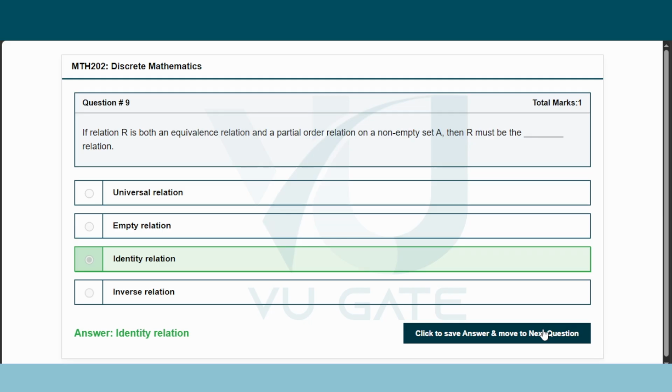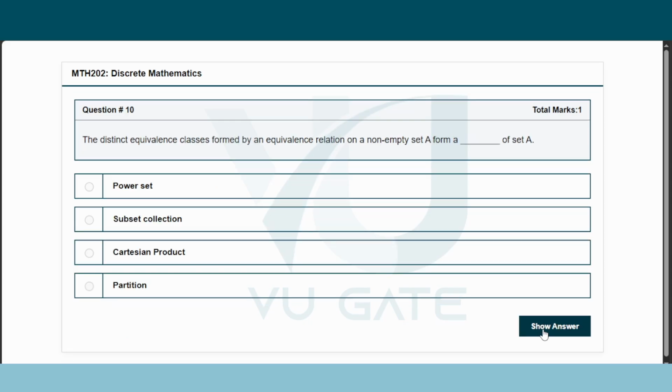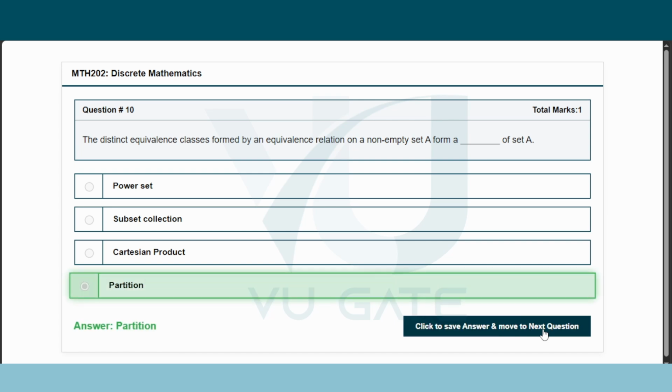Question number 10. The distinct equivalence classes formed by an equivalence relation on a non-empty set form a blank of set A. The correct answer is partition.